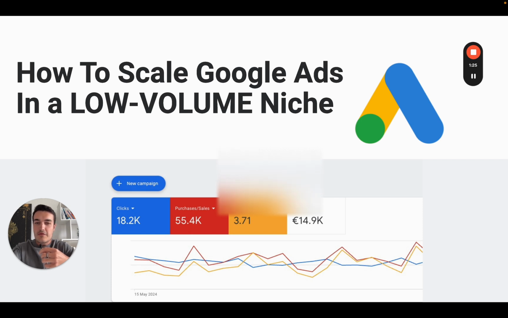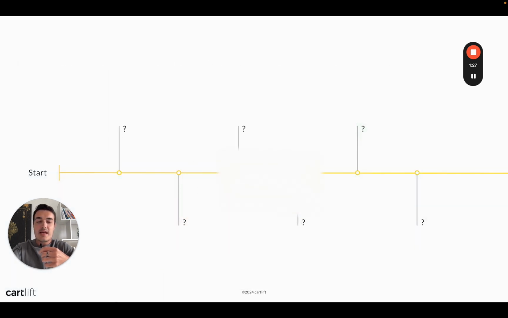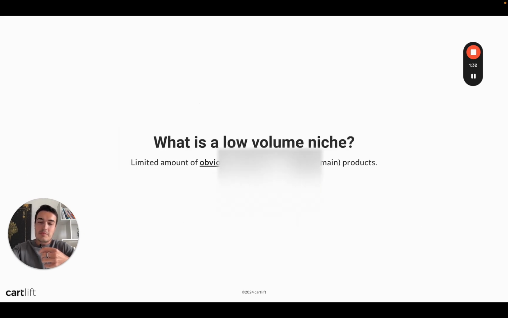So what I have here for you is a 6-step process, and I want to go with you step by step through it. But first of all, what is a low volume niche in the first place? Well, I define it as a niche with a limited amount of obvious search queries for your main products. So it's not even necessarily a niche that has no demand, but at least no obvious demand or no obvious search queries. So you don't go into the keyword planner and immediately have like 500,000 searches, or start a shopping campaign and get like $1,000 per day in ad spend right away. So you have to dig a little bit deeper.